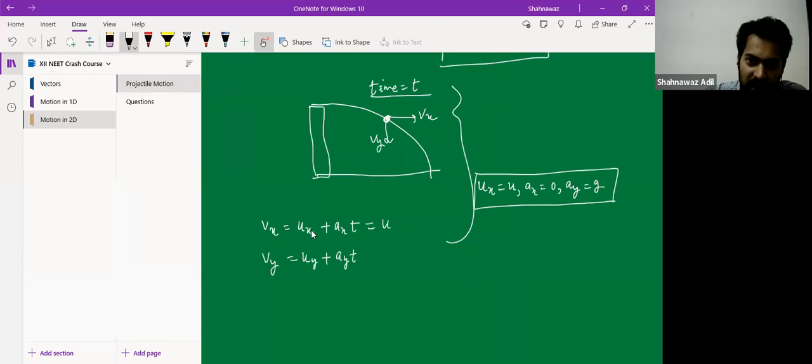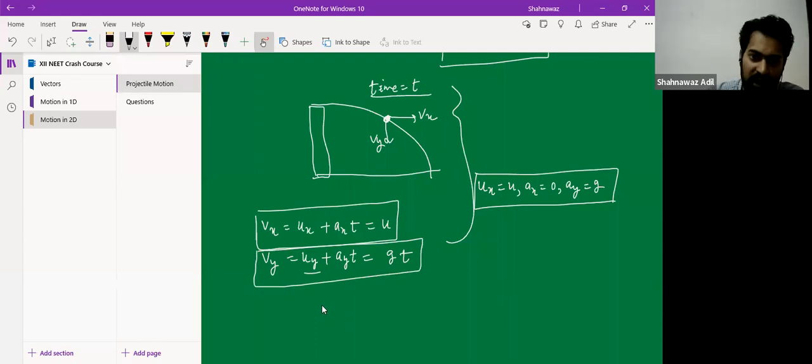Yes, so we put these values here. So Vx is U. The final velocity will be the same as the initial velocity in the x direction, right? So Vx is equal to Ux or U. And what will be the final velocity in the y direction? Uy is 0, and Ay is G, so this is Gt.